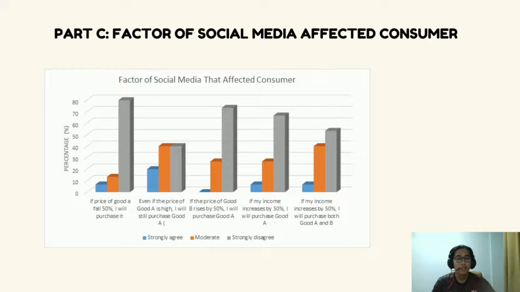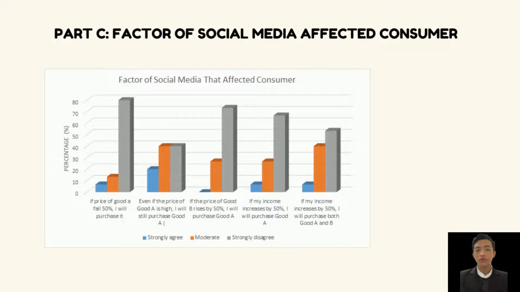This is because customers like to save to buy goods, and some customers will reduce their purchases now to purchase goods if the price drops in the future. The percentage of respondents who are moderate with the statement, if the price of good B rises by 50%, I will purchase good A, is 26.67%. Due to the rise in price of one of two goods, even though the qualities of both products are the same, buyers might want the best for their financial condition.